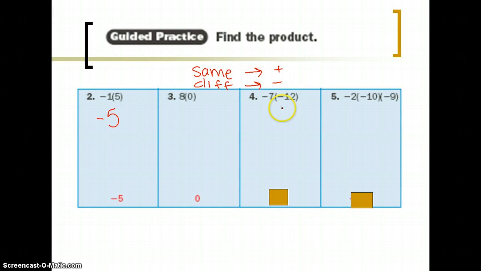Negative 7 times negative 12. Do 12 times 7. 14, carry the 1. 84. Same sign, both negative, it would equal positive 84.